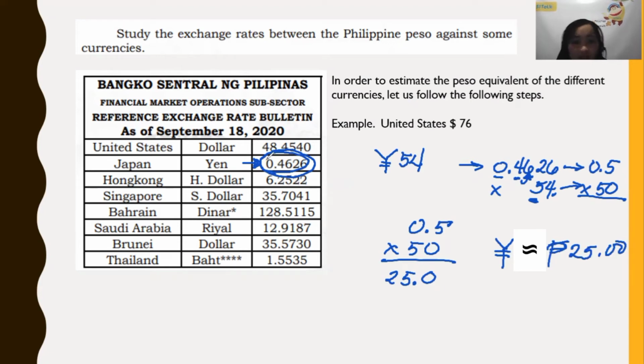So mababa lang kasi wala pang kwenta, di ba? Wala pang 50 cents ang 1 yen. Almost 1/2 lang yung equivalent niya. So, sorry na hindi ko nalagay yung value. Let's try that again. 54 yen is approximately equal to 25 pesos. Let's have another example.